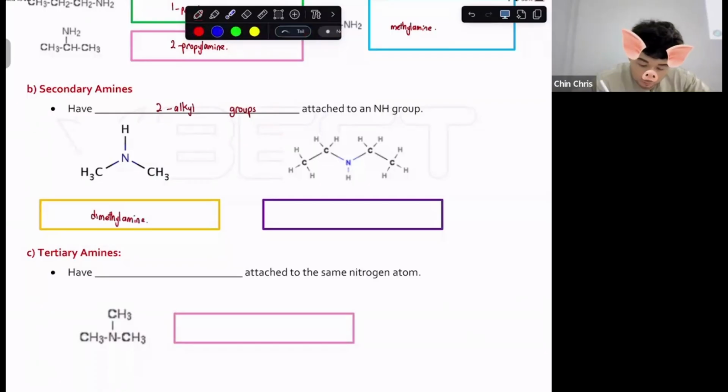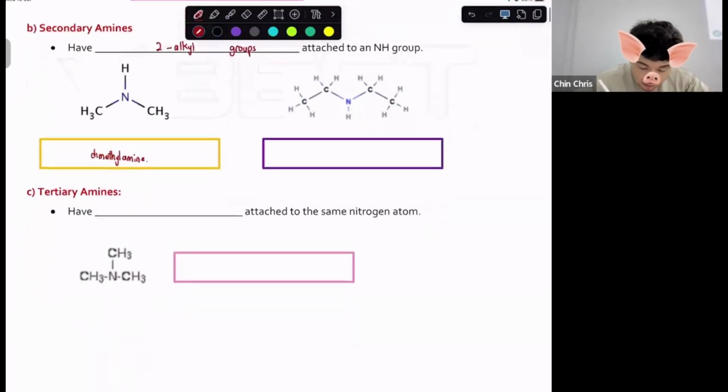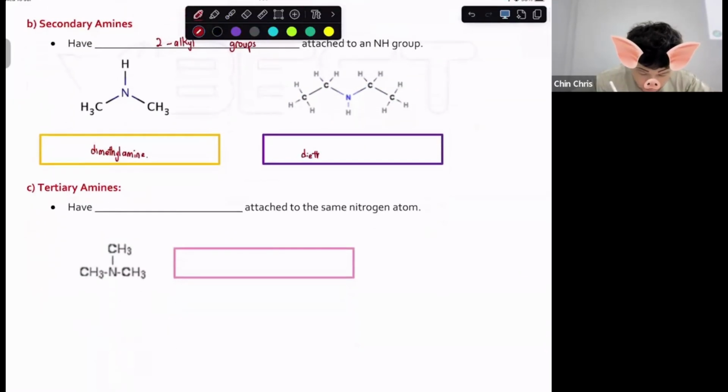This one, guys, NH with CC. So you have 2 carbons, 2 carbons. So we call it diethylamine. That's it.